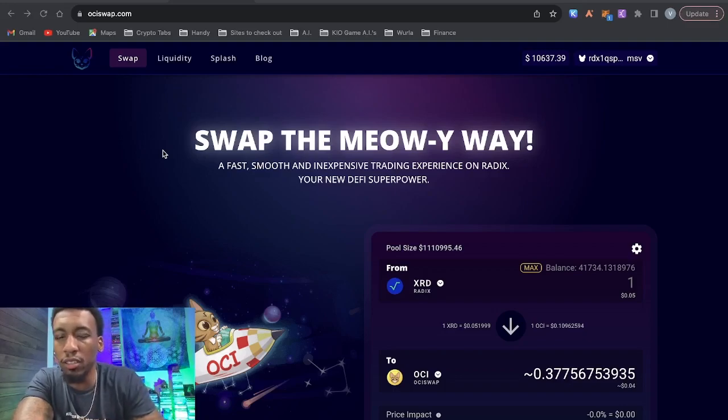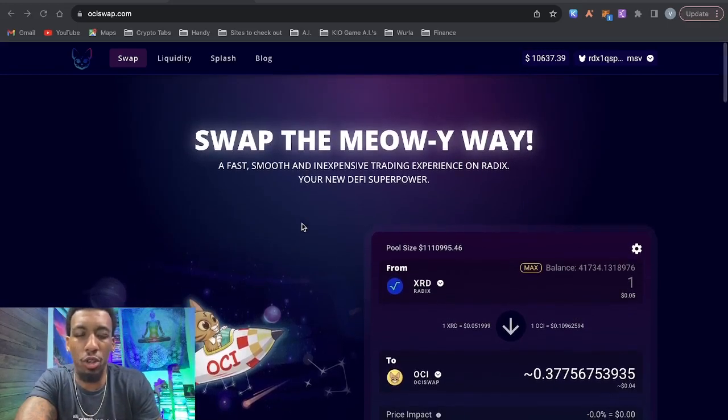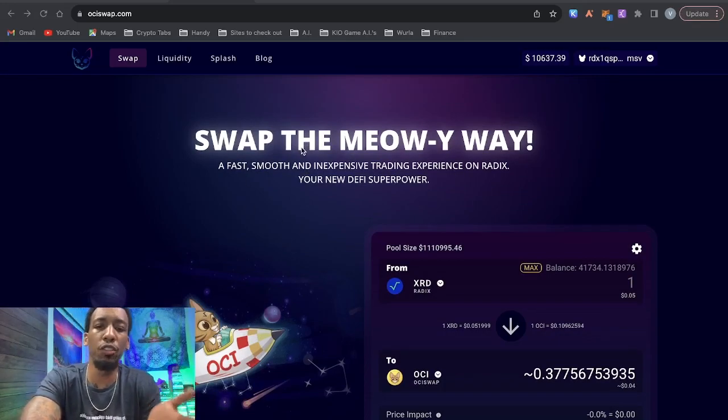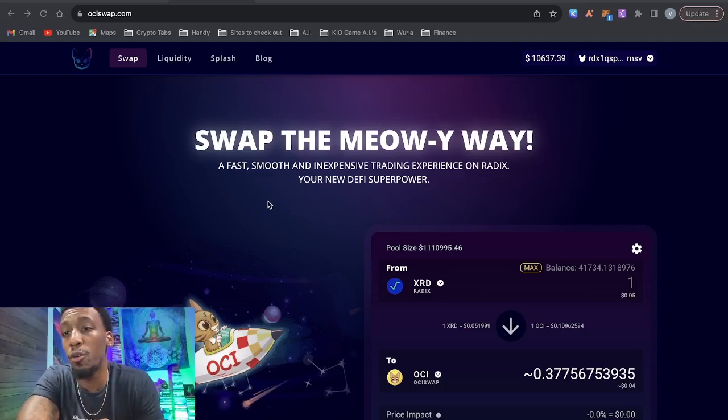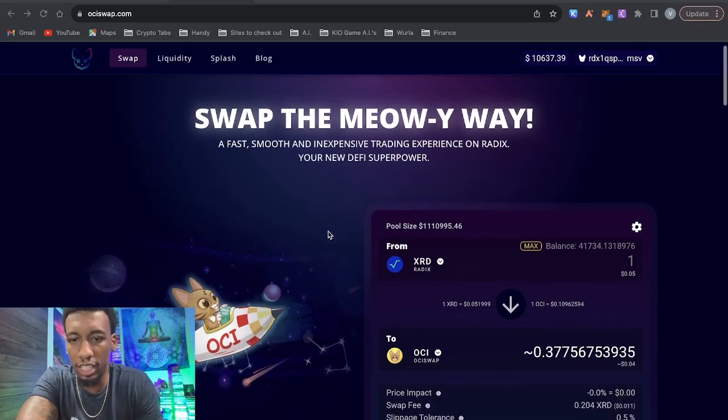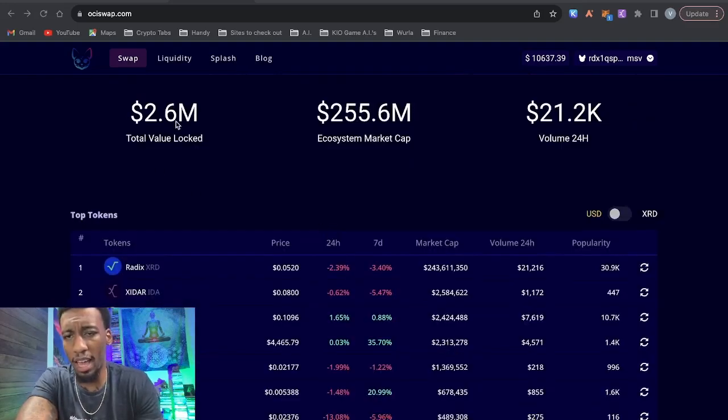So the first project that we're looking at, and this is my largest allocation, I've only bridged over like $10,000 or something like that. This is high risk. Like I do believe Radix is going to do well, but shoot, it could crash and burn. So only invest what you're willing to lose, okay? So AussieSwap is the largest decentralized exchange on Radix, all right? Right now they have $2.6 million in total value locked.